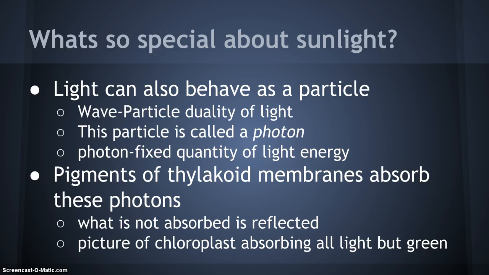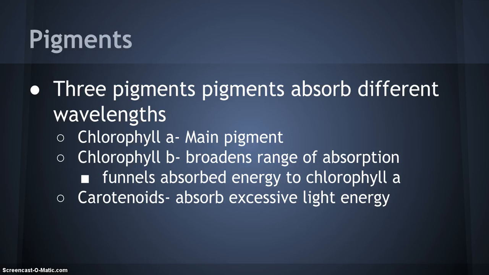Pigments of the thylakoid membrane absorb these photons. So it all comes back to photosynthesis. What is not absorbed is reflected. So we're absorbing all of the different colors besides green, and green is what is being reflected. Picture of a chloroplast absorbing all that light. Okay, so there are 3 pigments that absorb different wavelengths. We have chlorophyll A, which is our main pigment, chlorophyll B, which broadens the range of absorption and funnels absorbed energy into chlorophyll A, and carotenoids absorb excessive light energy.